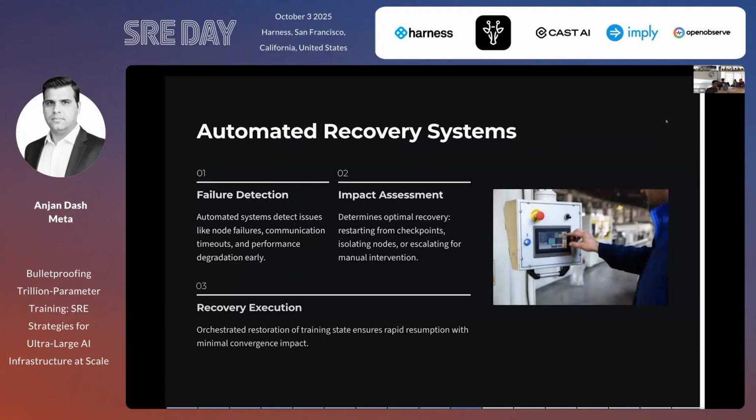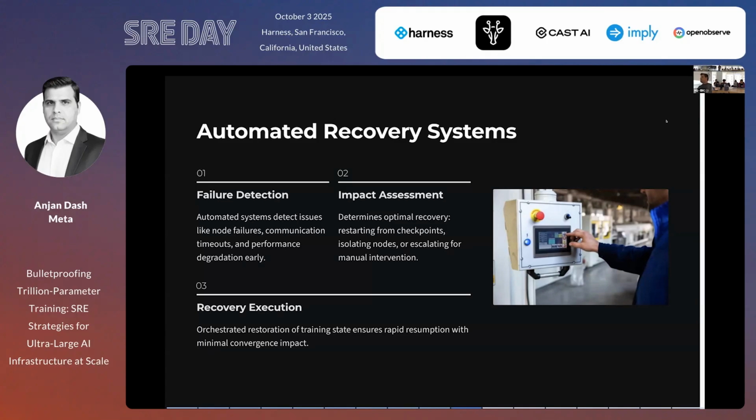Okay, moving on. We are monitoring and we found something, so what do we do after that? The first thing is we have autonomous systems in place that detect node failures, communication failures and performance degradations. If any of these happens, we have to detect it. The next thing is impact assessment, and there are two different kinds we can do. One is that the loss curve is diverging a lot, and then the impact is that the training is not going well, so we may have to stop the training. If some node failure is happening, we have to isolate the nodes. Whatever the impact, we need to assess it.